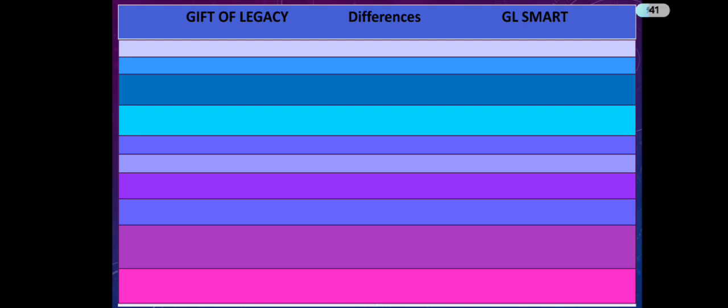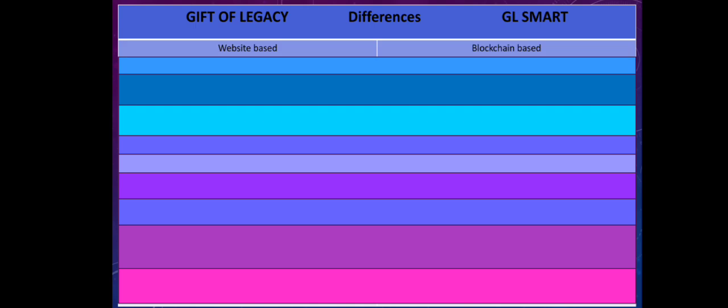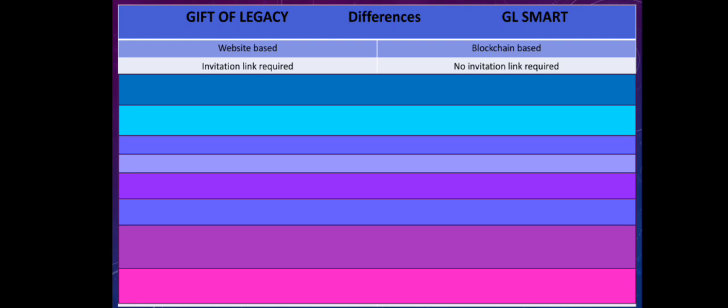Let us discuss the differences and similarities between Gift of Legacy and GL Smart. Gift of Legacy is website-based. GL Smart is blockchain-based. These 2 entities cannot connect with each other. To join Gift of Legacy, you need an invitation link from the person who invited you to join the community. In GL Smart, there is no invitation link required.